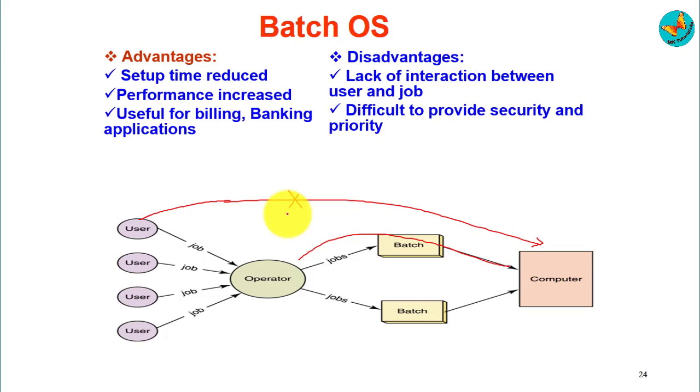The second disadvantage is that it is very difficult to provide security because multiple users' programs are grouped in this batch. So there is no individual security provided, and you also cannot execute the job based on priority, meaning all the jobs will be executed as per their submission into the system. And the last disadvantage is that the CPU time is not properly utilized, because during the time the operator collects the jobs, groups the jobs and sets up the environment, the computer will be idle. Hence we say that CPU time is not properly utilized.